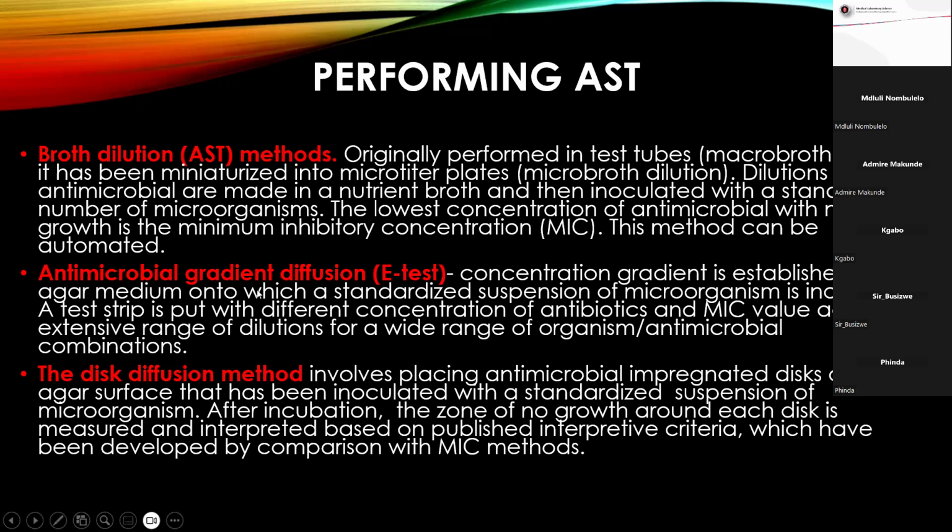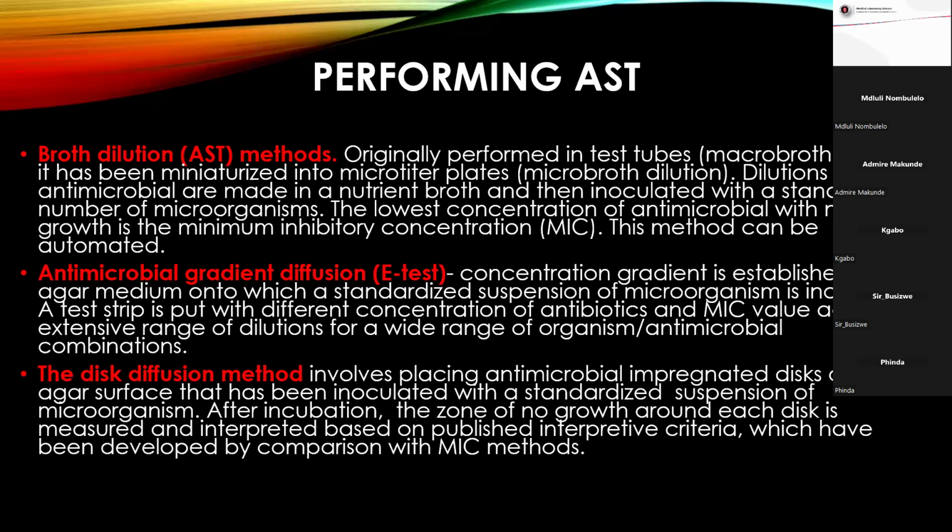So we said culture-based is the ideal way. It can be done using the broth AST method, where you suspend the pure culture in tubes, or it can be micro, like those ELISA tubes, those microtiter plates, where you do serial dilution. The serial dilution is done on the antibiotic. Then you put a suspension of pure colony into that.